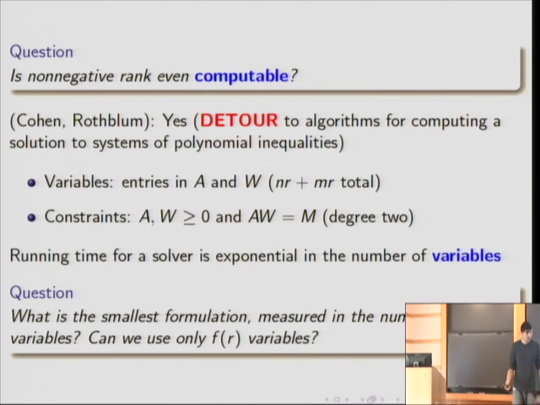Can we reduce the number of variables to only a function of r? In particular, a positive answer to this purely algebraic question would immediately give us, for any constant value of r, only a constant number of variables. So we could then solve this system in polynomial time, and there would be an exact algorithm for non-negative rank for every constant r.